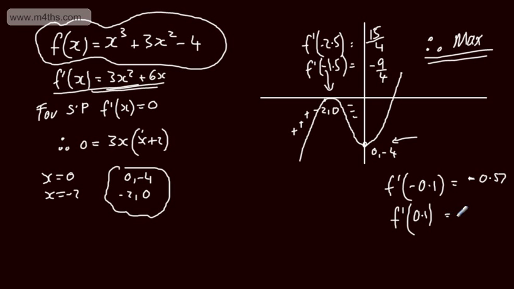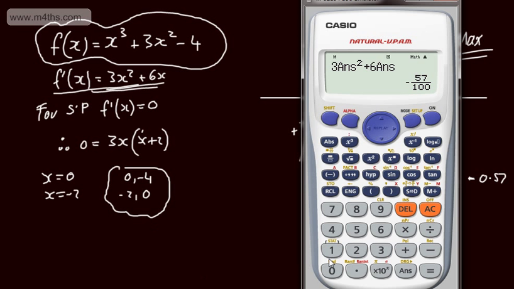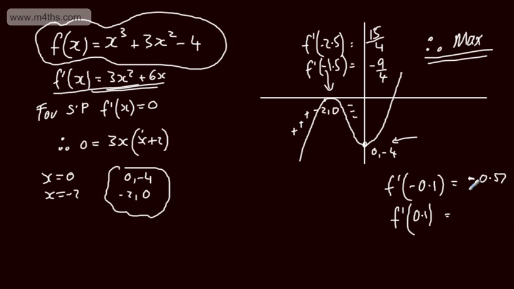Then I'm going to do f dashed of 0.1. So that's now to the other side of the stationary point. So we'll have now 3 lots of that answer squared, plus 6 lots of that answer, and that gives me 0.63. So in this particular case, we can see that we've gone from negative to positive, therefore we've got now a min. So you can see that anyway: negative, negative, negative, 0, positive, positive, positive. So that's now using that particular approach.